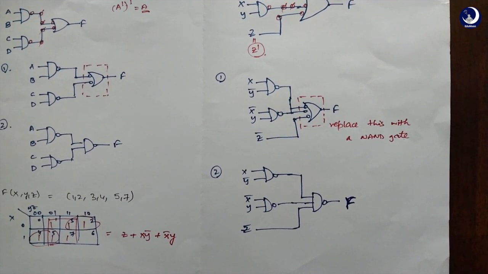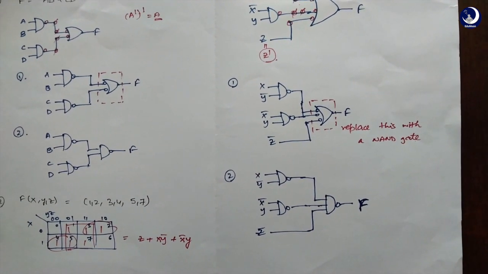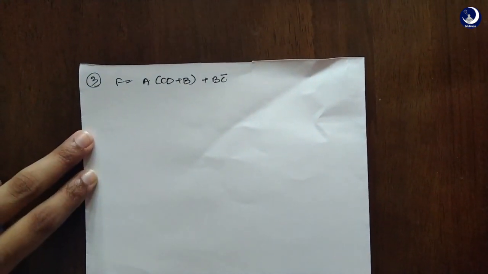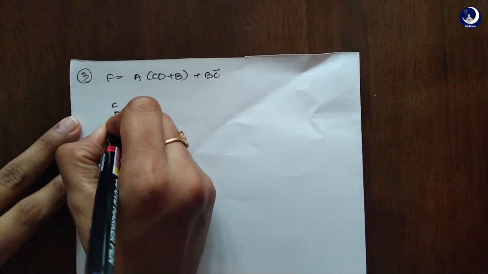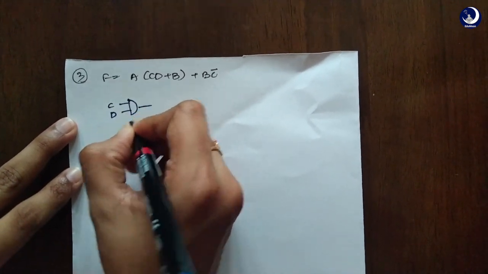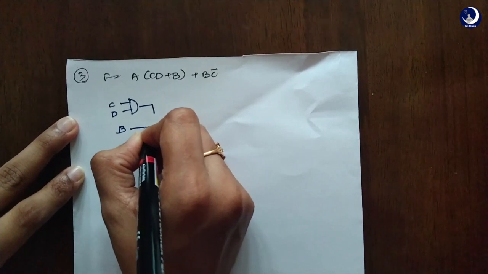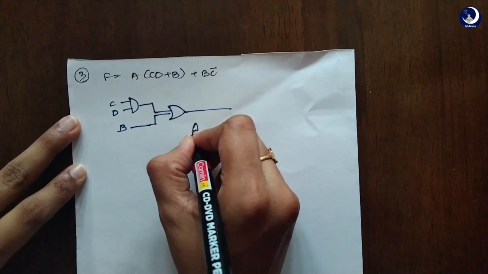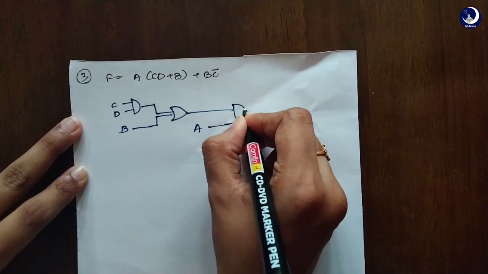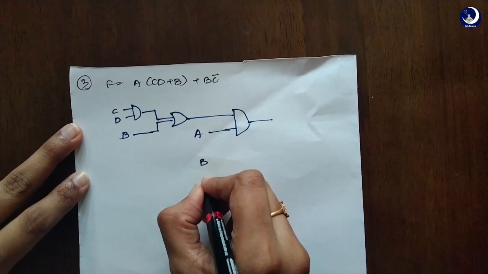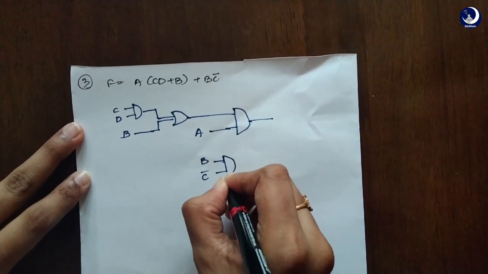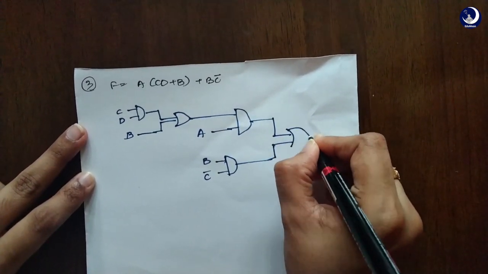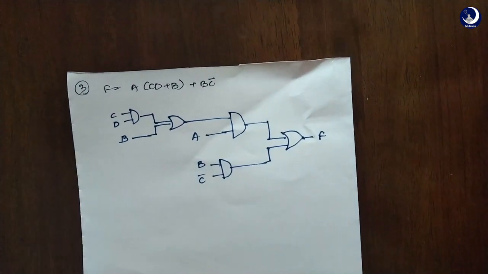Let's look at one more problem and then we'll go on to the NOR examples. So as a third example, consider this equation. Now first draw the usual logic circuit diagram. See, C and D are connected by an AND. There's a B that's connected by OR. And then there's an A that's again connected by AND. Now there's a B and C bar that's connected by an AND again, and these two are connected using an OR. So this is how your actual logic diagram looks like.